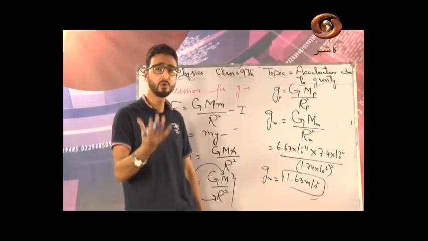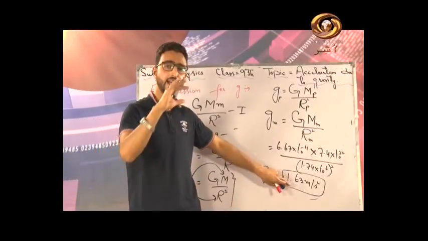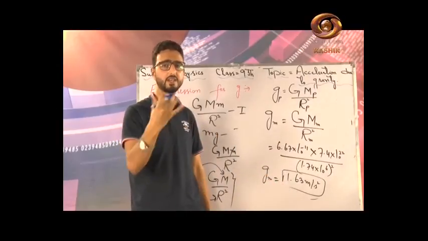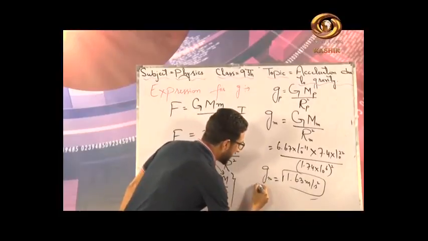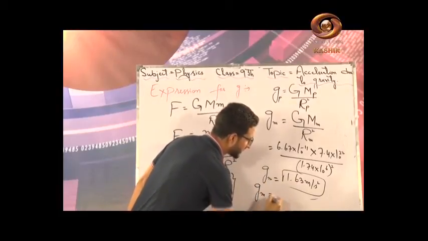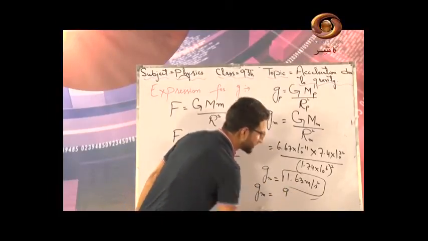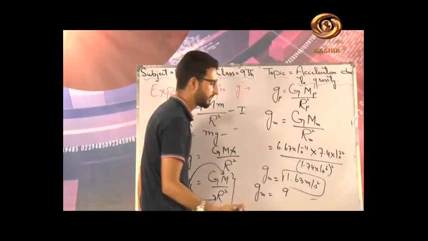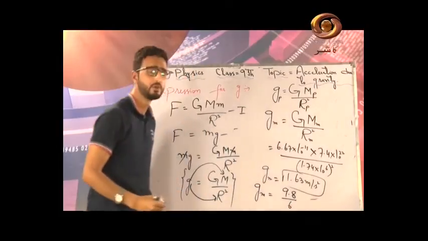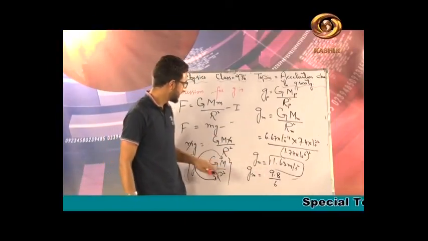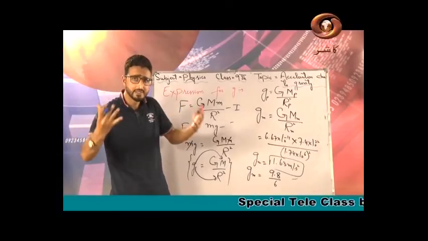This is the acceleration due to gravity on the surface of the moon. Is it less or more? You can easily see it is less as compared to the acceleration due to gravity on the surface of Earth, right? So, can I write acceleration due to gravity on the surface of the moon in terms of acceleration due to gravity on the surface of Earth? I mean, can I write it like this, 9.8 by 6? Why? This 9.8 is the acceleration due to gravity on the surface of Earth, okay?